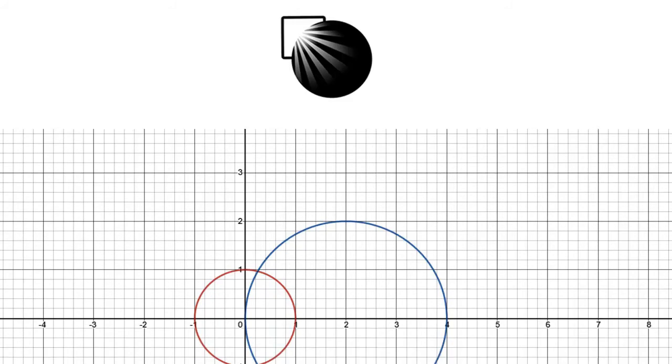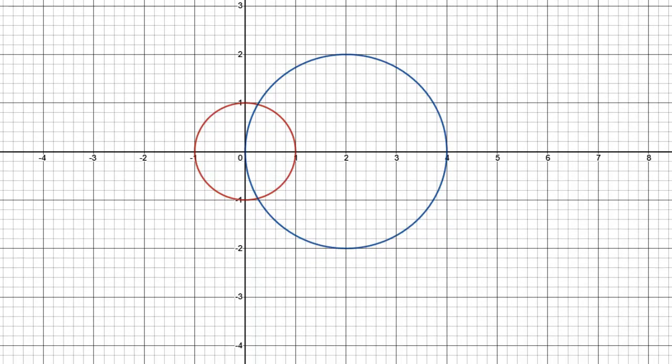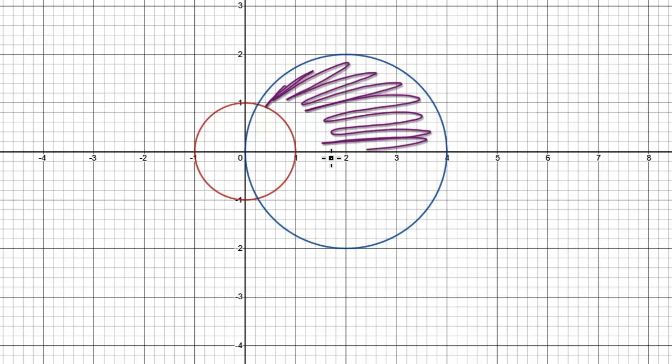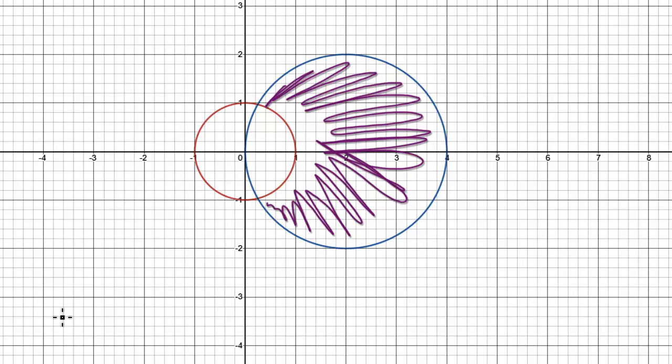Okay, let's give you guys some practice. So here you've got a circle of radius 1. Here you've got a circle of radius 2, centered at 2. Somehow work out this area here. So press pause and have a go.